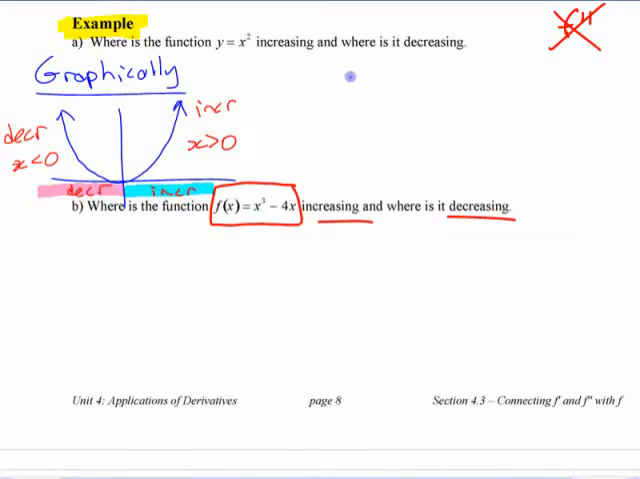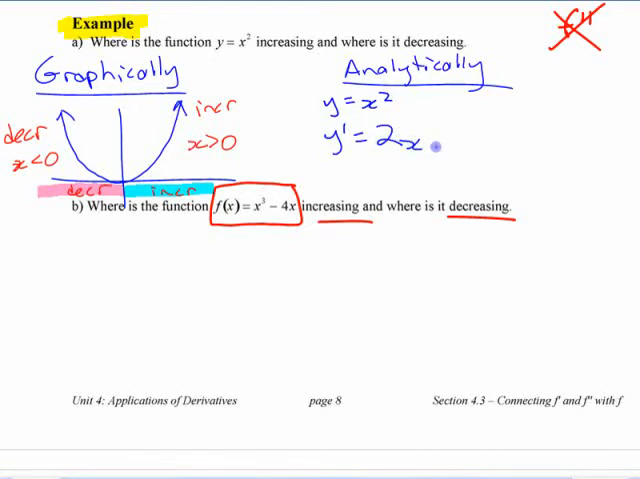You can figure it out analytically by looking at the derivative. Okay? This is the connection that you need to make in here. If you look at the derivative, if f of x, or I guess we should call it y, if y is x squared, y prime is equal to 2x. What you need to look at is critical points. Critical points are the dividing lines here, right? This dividing line is a critical point.